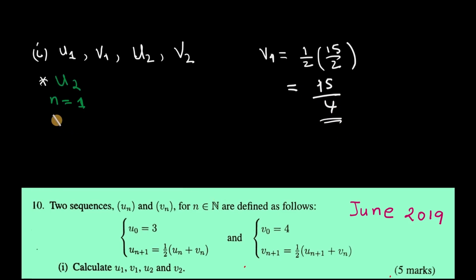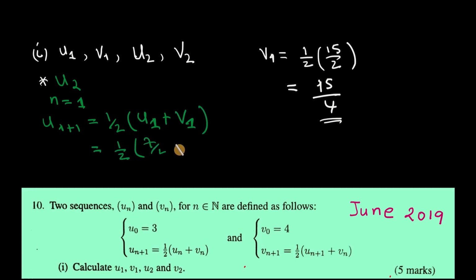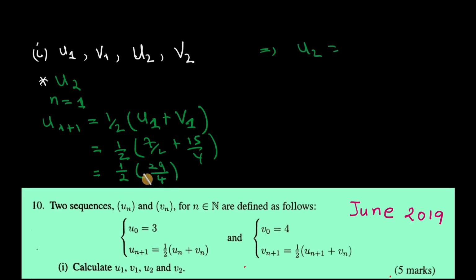To calculate u2, we need to set n equals 1. That is, from this formula, u1 plus 1 is equal to half into u1 plus v1, which is equal to half into 7 over 2 plus 15 over 4. Since u1 was 7 over 2, v1 is 15 over 4, which equals half into 29 over 4. u2 is equal to 1 times 29 is 29, 2 times 4 is 8, 29 over 8.